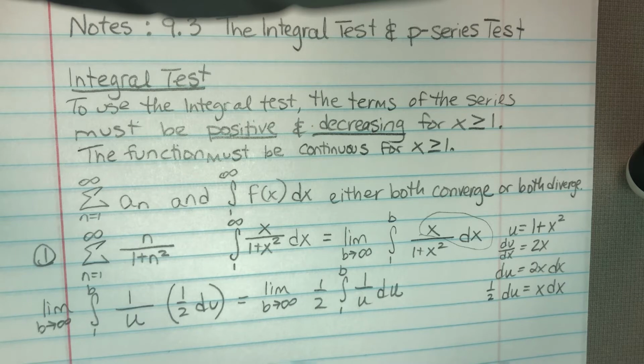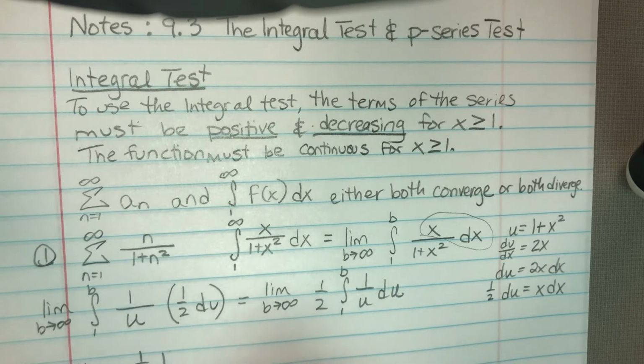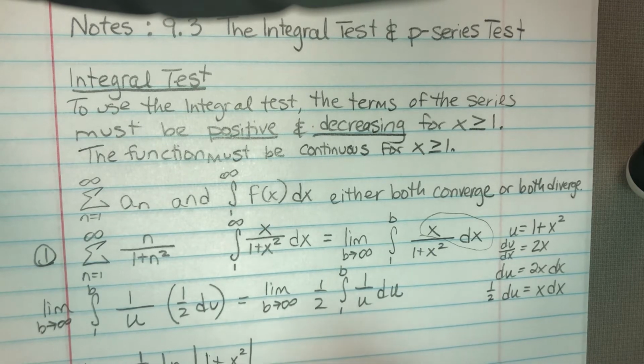And so now what is the integral of 1 over u? That's going to be the natural log of the absolute value of u. And so the limit as b approaches infinity of 1/2 natural log absolute value. Now, I don't want to change the limits of integration, so I'm going to take that u out and go back to 1 plus x squared. And then this will be evaluated from 1 to b.